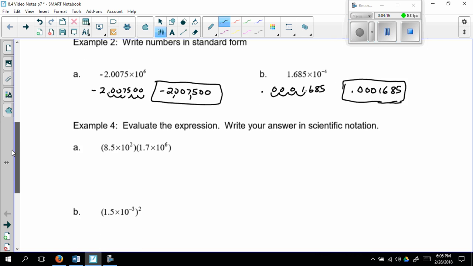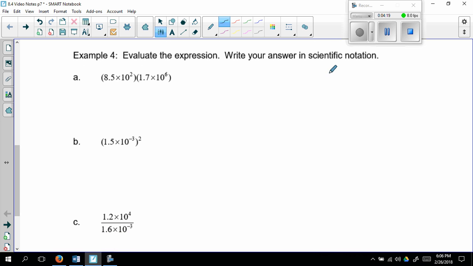Okay, so now we're going to evaluate the expressions, and we're going to write our answer in scientific notation. We want you to use your exponent rules. Do not write these in standard form and then multiply them out on your calculator. That's not what we're trying to do. We're going to use our exponent rules to evaluate. No standard form. You will lose points on the test if you write things in standard form when you're asked to evaluate.